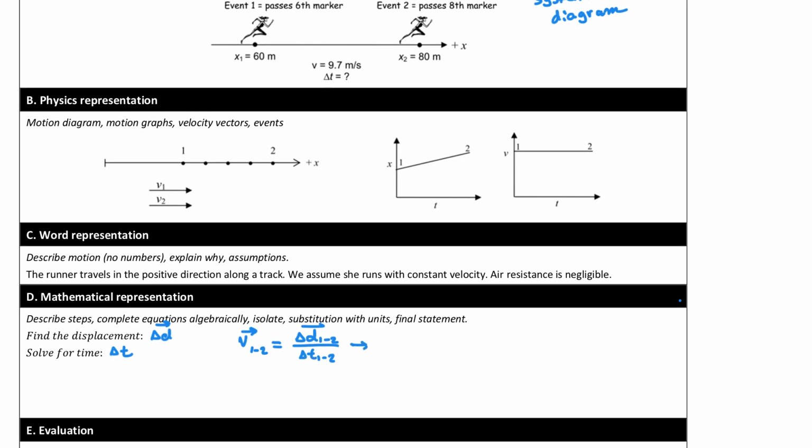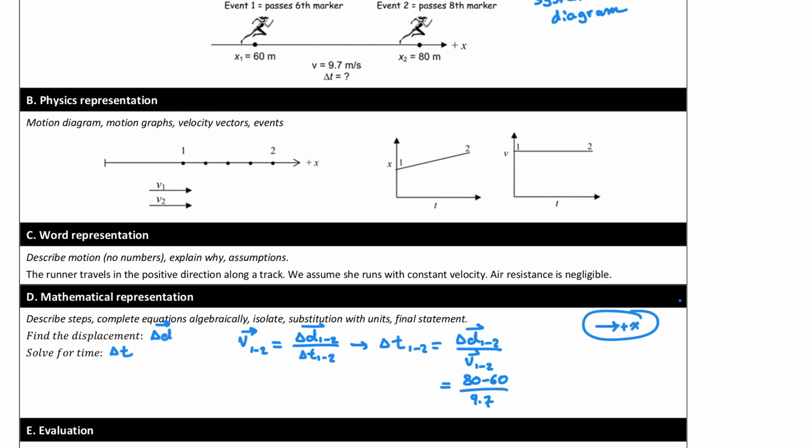Once we rearrange it, we are going to have delta t from 1 to 2 equal to the change in displacement from 1 to 2 divided by the average velocity between 1 to 2. Now I'm going to take everything to be positive in the positive x direction, and therefore the change in position is going to be position 2 minus position 1. That's 80 minus 60, divided by the average velocity, which is 9.7.